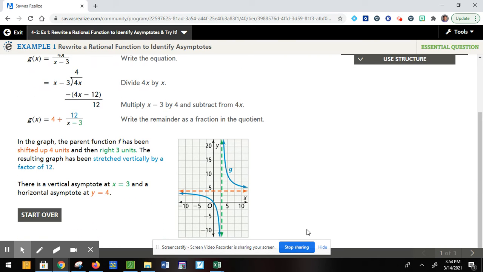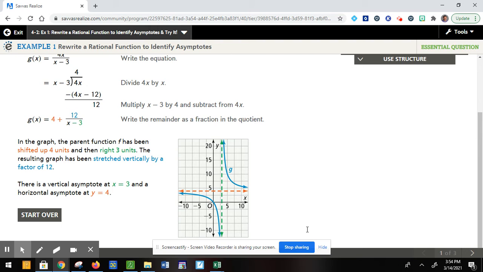How is that useful? The 4 is going to be your horizontal shift. I'm sorry, your vertical shift. So it's going to shift it up 4. So if you notice, our horizontal asymptote is at y equals 4. What is happening to the x right on the inside there is going to be your horizontal shift. So that means you're shifting it right 3. That makes the vertical asymptote x equals 3.